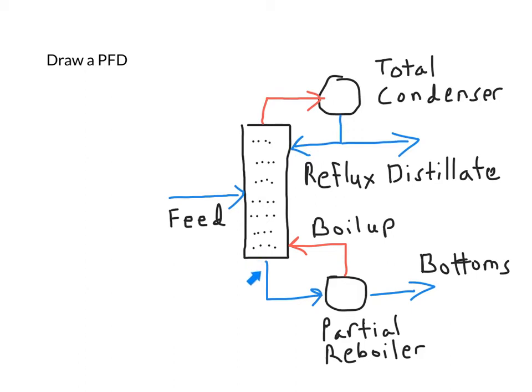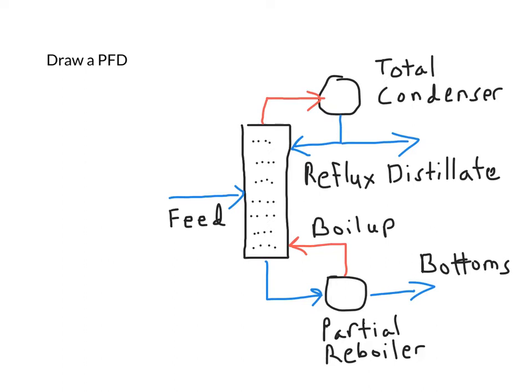The liquid leaving the bottom of the column goes into a partial reboiler, which adds heat to the liquid, partially vaporizing it. And the vapor goes back into the column as boil up and becomes the vapor rising through the column. And the unvaporized liquid is now our bottoms product. It's rich in the heavy component.